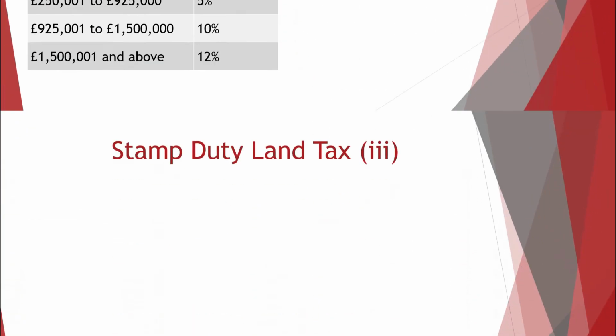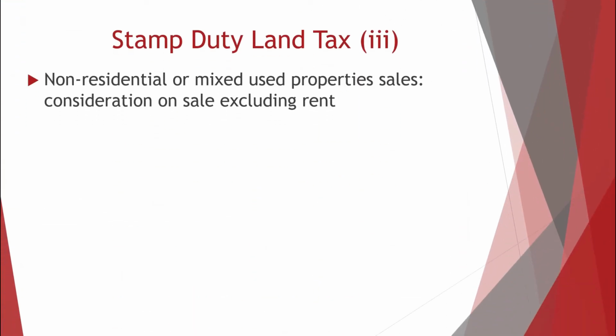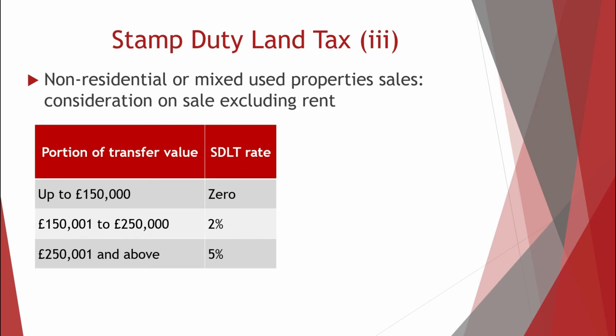For non-residential or mixed-use freehold property, the tax is calculated in the same way but with different rates. These are shown on the slide. The rates are 0% for the first £150,000, 2% for the next £100,000, and then 5% on anything that exceeds £250,000.